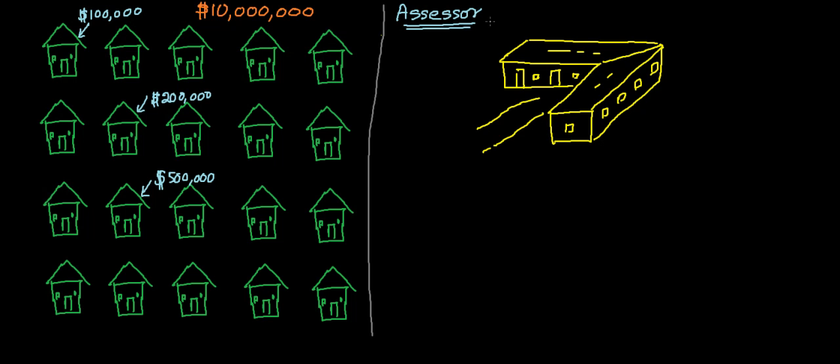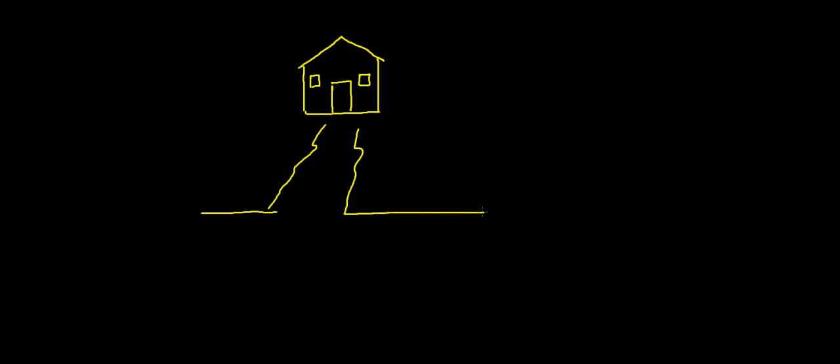Let me explain this one. The assessor has to assess the house every year. So let's say one of these is your house. Let me draw that house, a nice beautiful house. This is your house. It has a nice window and door and a driveway. It is connected to a road, and it may have some trees here.